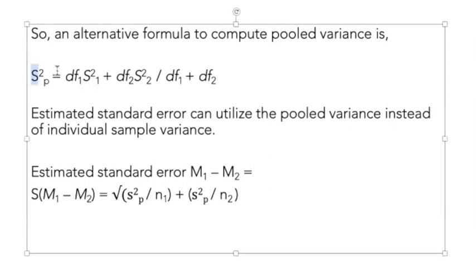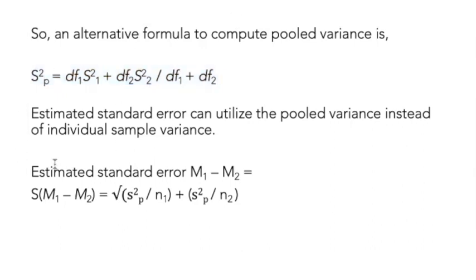Now, here's another alternative formula to compute pooled variance. Degrees of freedom times the variance of the group plus degrees of freedom times the variance of the next group divided by degrees of freedom of the first group plus the degrees of freedom of the second group. Now, there is no reason for us to go for that because we can easily do the calculation with the formula that we have been doing.